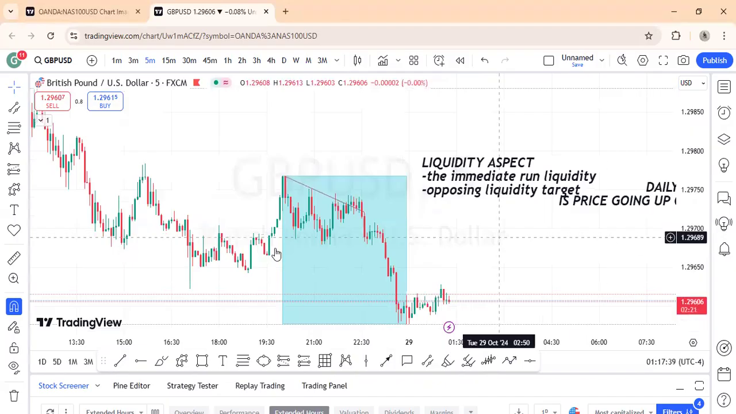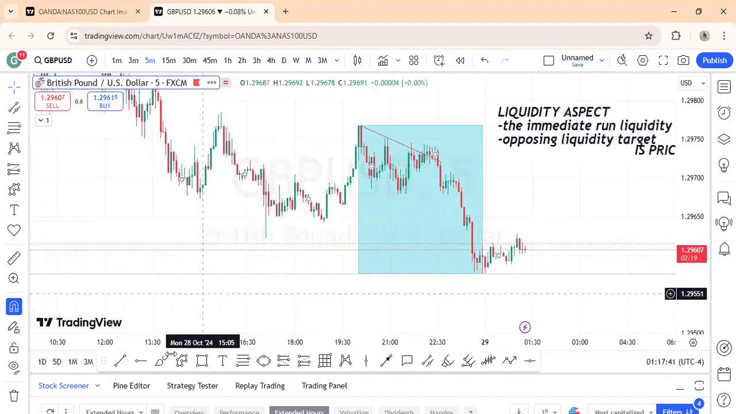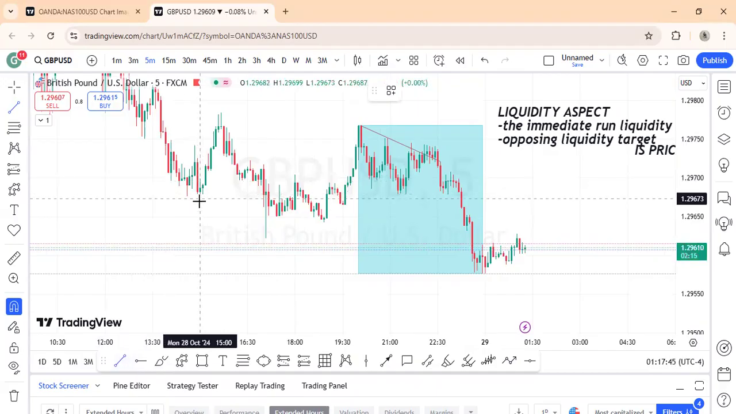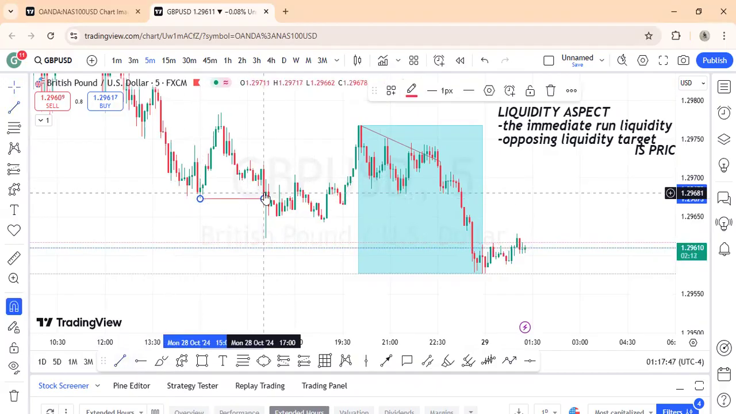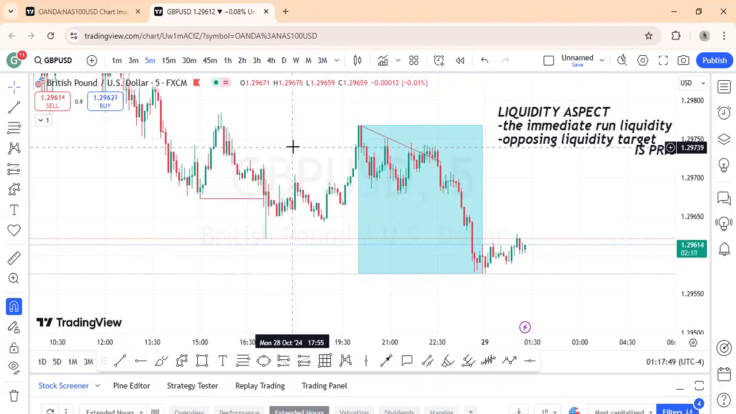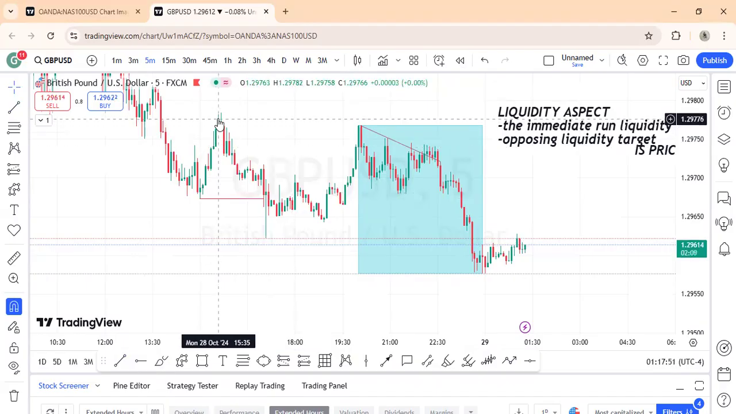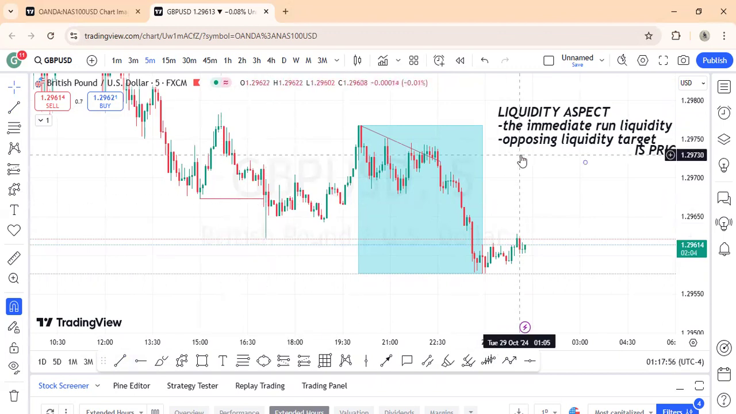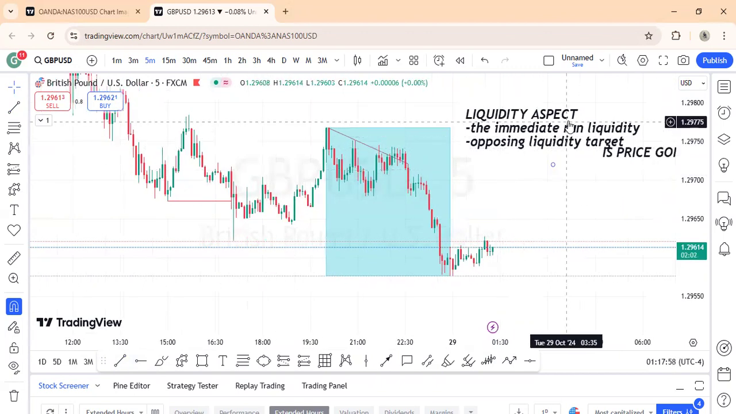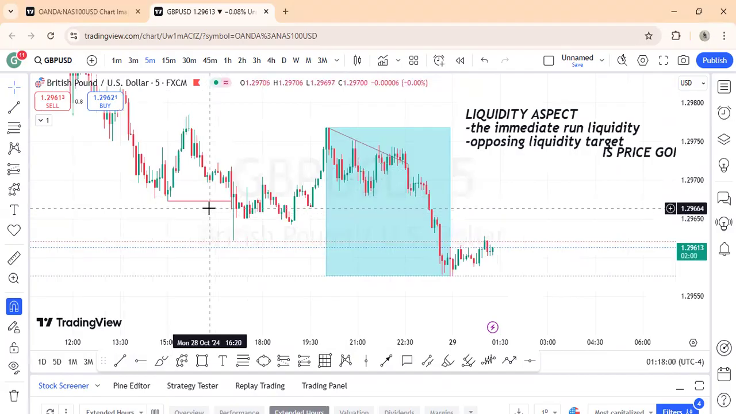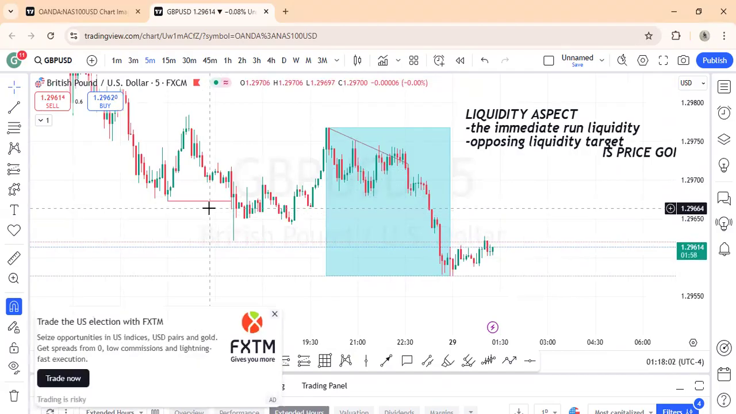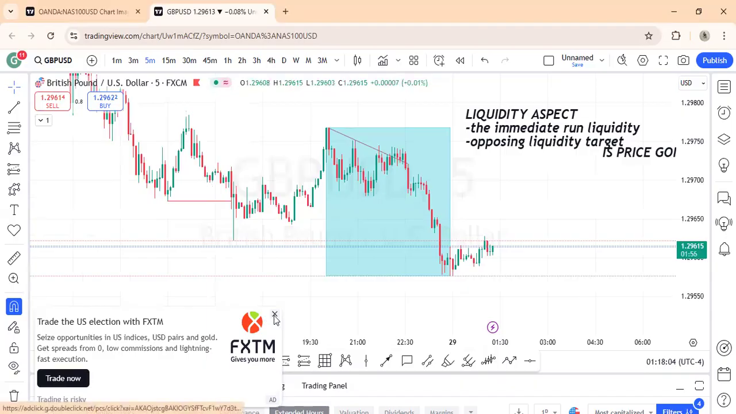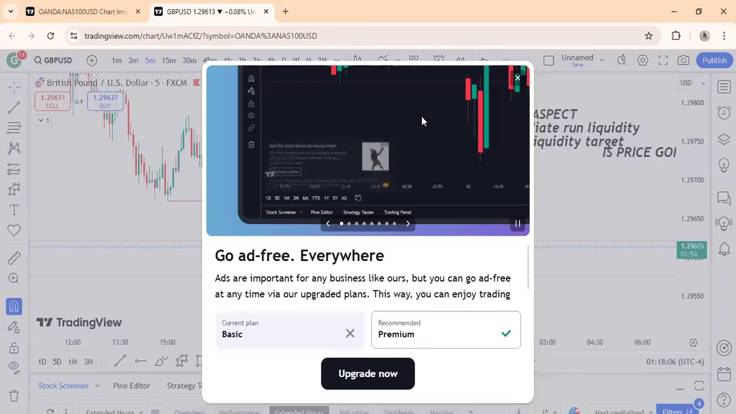All right, so look at this now. This is a 5 minute chart, just for this example, right? Now, this market is bearish, right? Is it bearish? Yes. Now, look at how price went below this low, taking out what? This means that the immediate run liquidity is what? Sell side liquidity, right? The downside means sell side. The upside means buy side, right?